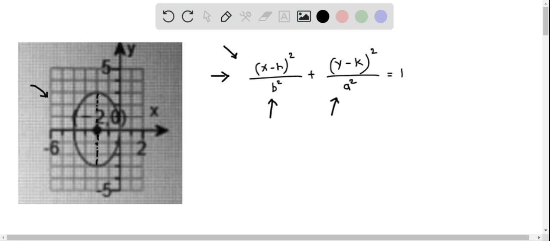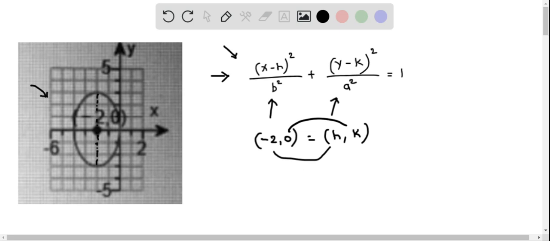So first, let's determine the center of the ellipse. The center of the ellipse is at negative 2 comma 0. This is the center of the ellipse, and so this equals h comma k. So therefore we see that h equals negative 2 and k equals 0.